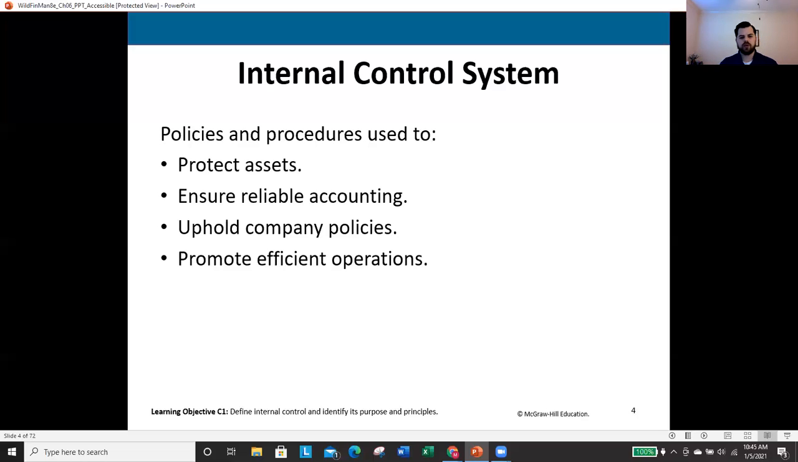Second, we are trying to ensure reliable accounting. Essentially, what we're putting on our financial statements is correct. If we're not able to ensure that those accounting records are accurate and are reliable, then we don't have a good system of internal controls. Next, of course, we want to uphold company policies and promote efficient operations. I throw these two together because they tend to work very closely together, because hopefully your company has developed policies that are efficient. If they have not, then it may be worth examining some of those policies and trying to streamline them so that you can have a more efficient operation.